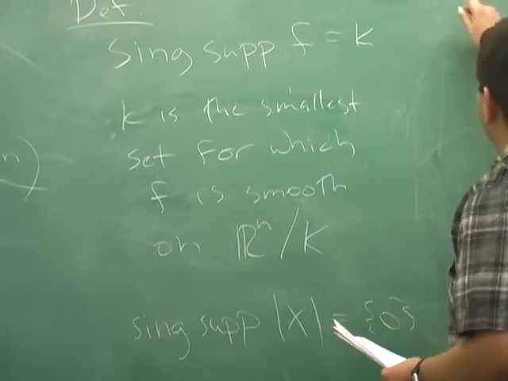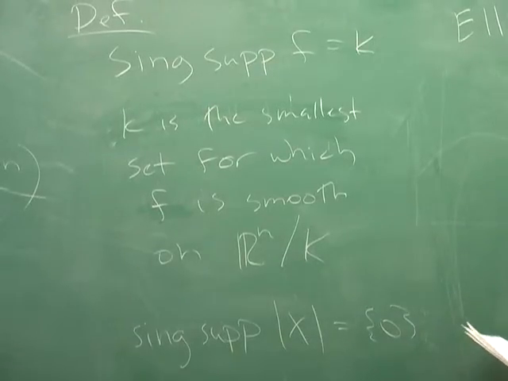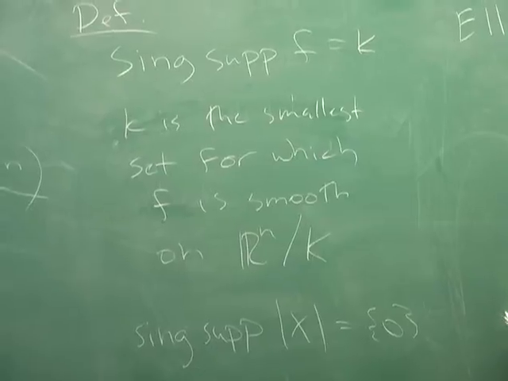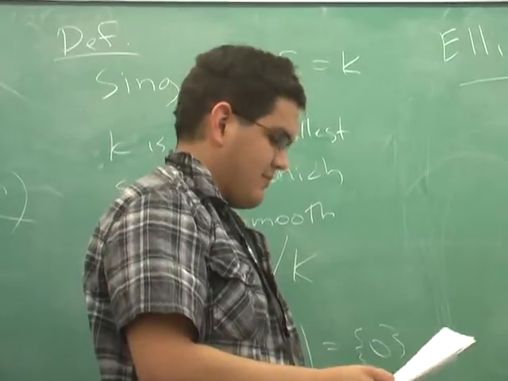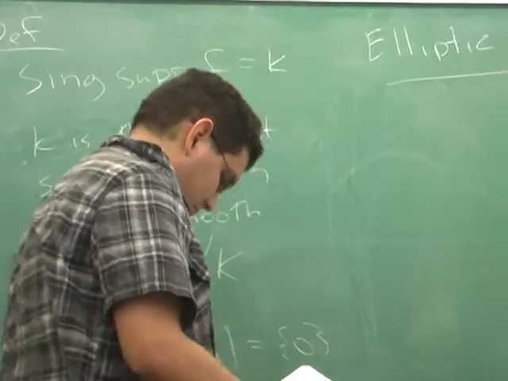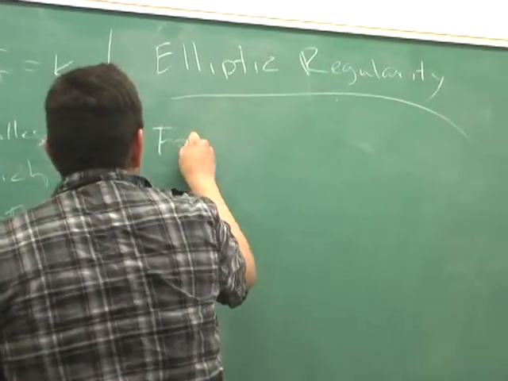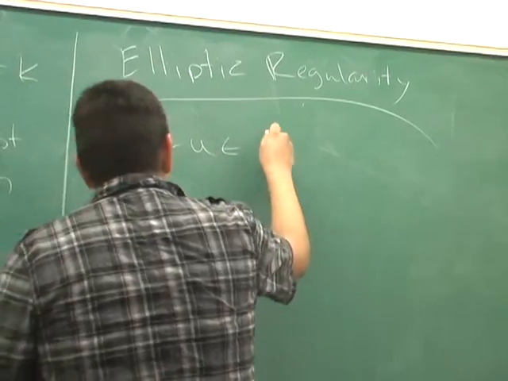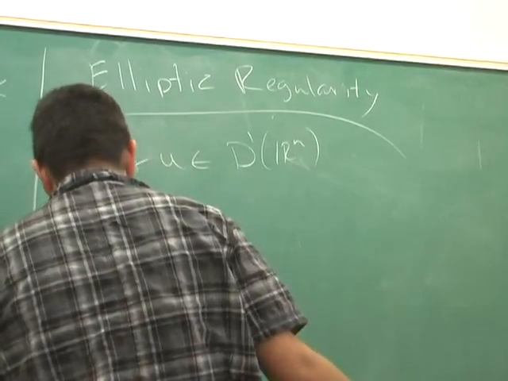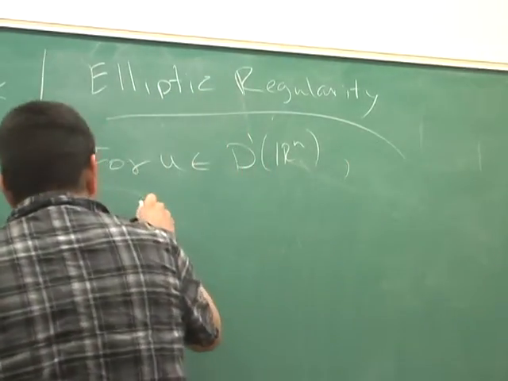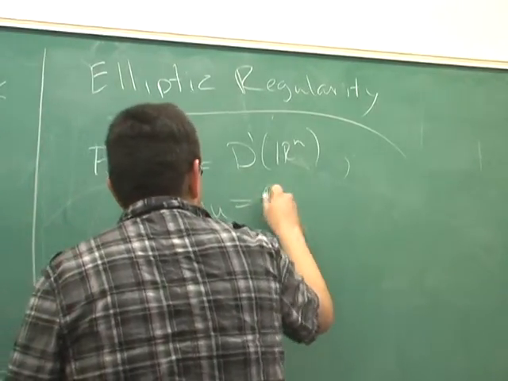So, elliptic regularity. This is defined as follows, where U is a distribution on R^n, and we have our equation P U equals F.